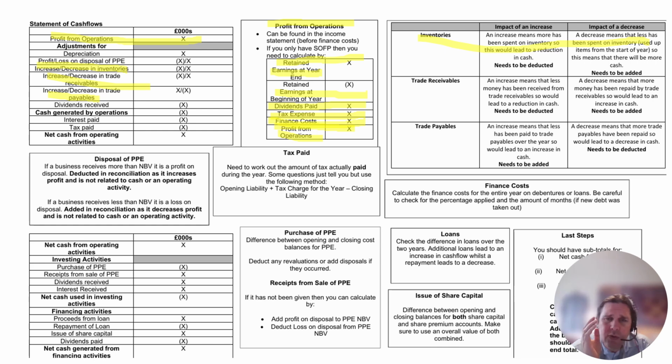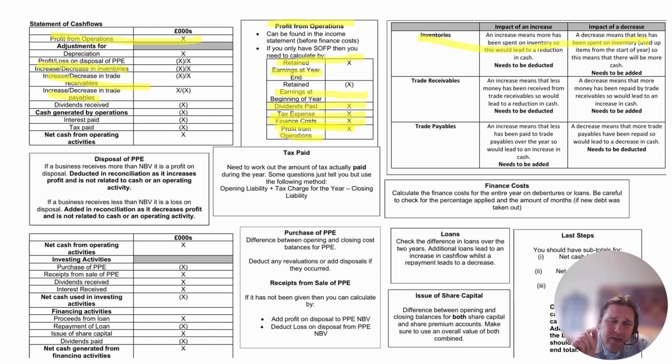There's trade receivables. Trade receivables goes up. That means we're owed more money. And if we're owed more money, that means our trade receivables haven't paid us, which means there's going to be a reduction in cash flow. So we will deduct that from our reconciliation. Whereas if trade receivables goes down, that means more people have paid us. And therefore, that means we'd add that because if it's gone down, that means they paid us. That means we've got more cash flow.